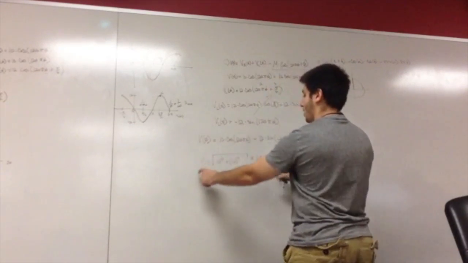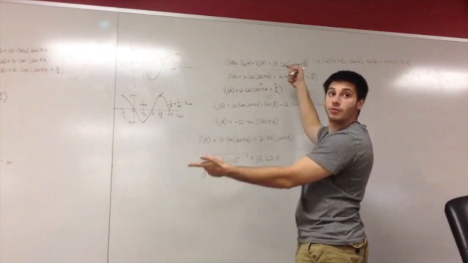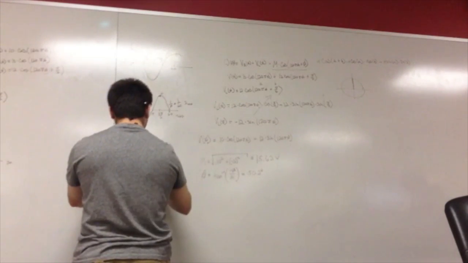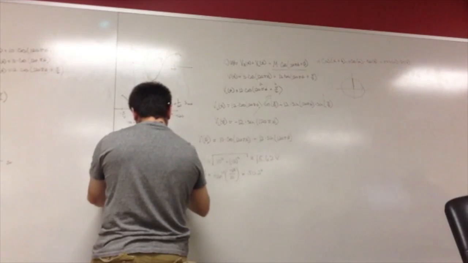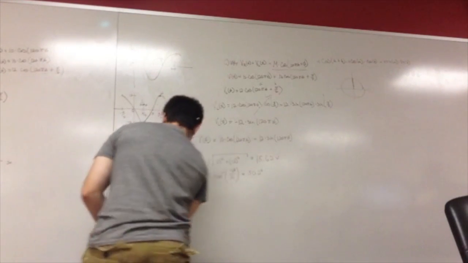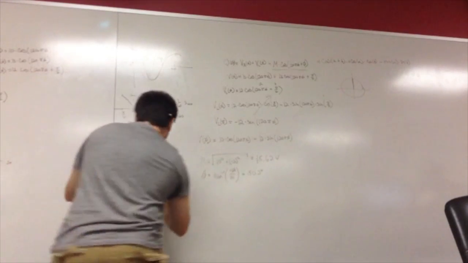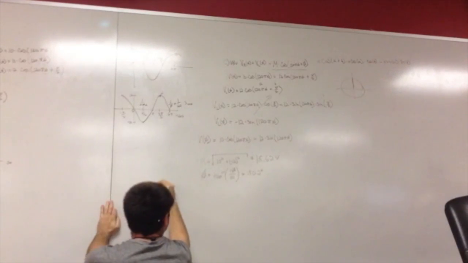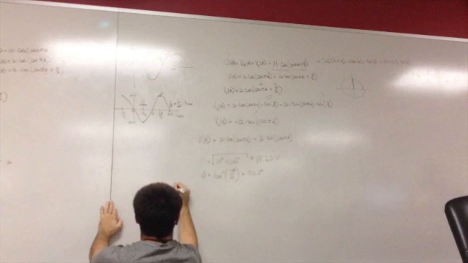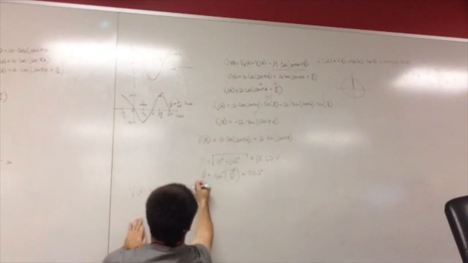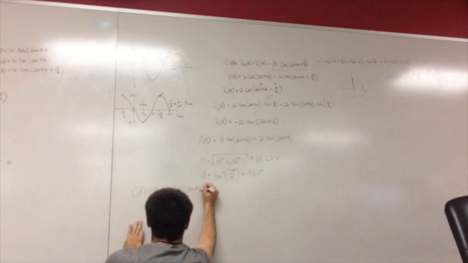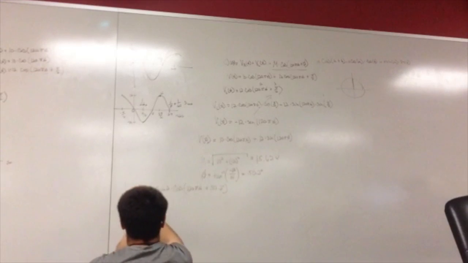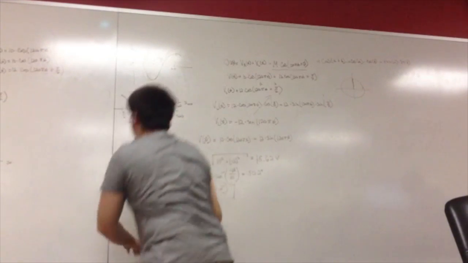So now we have our m and our phase, and we can put it in this form now. So our final answer, V of t, would equal 15.62 times the cosine of 120 pi t plus 50.2 degrees. That's going to be our final answer for C.